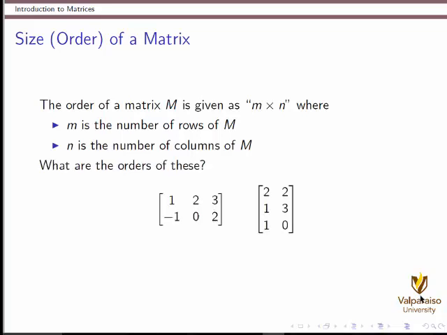So here are two matrices on the screen now. The first one on the left has 2 rows and 3 columns, and so it's a 2 by 3 matrix. The second one has 3 rows and 2 columns, so it is a 3 by 2 matrix.